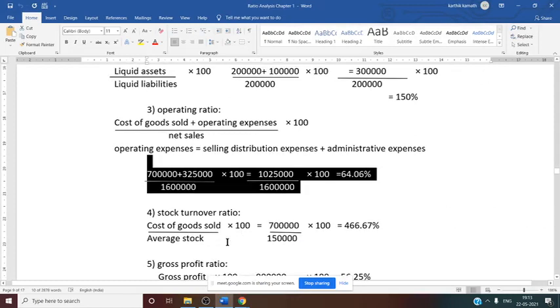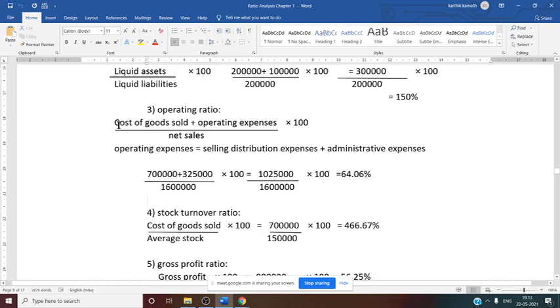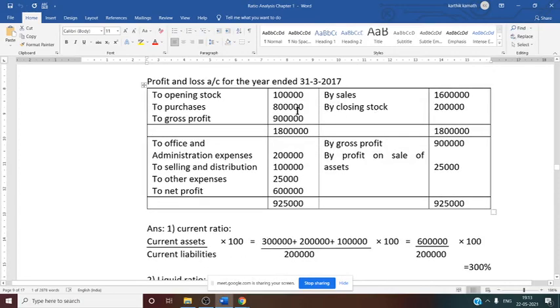Then the fourth thing we need to calculate here is the stock turnover ratio. Stock turnover ratio is cost of goods sold divided by average stock into 100. Cost of goods sold we have already calculated. We know the formula, sale minus gross profit, so the answer is 7 lakh. Just write 7 lakh in the numerator divided by average stock. The average stock formula is opening stock plus closing stock divided by 2.